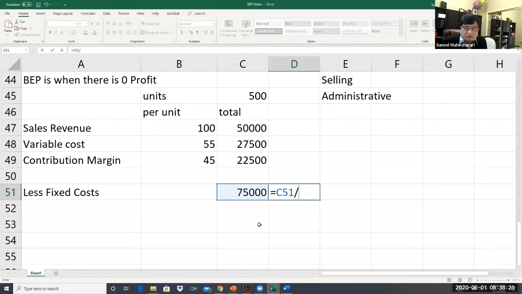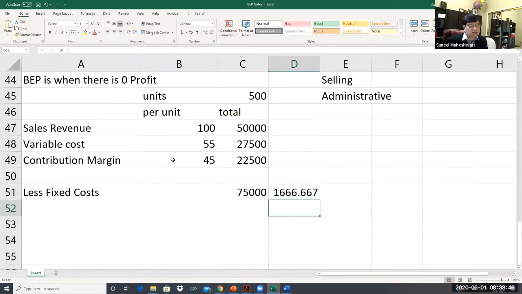Okay, so some of the answers are 150, some are 750, and so on. Now, when you make the contribution margin, your variable costs have been covered, right? So how many units do you need to sell to cover $75,000? It would be about 1667.